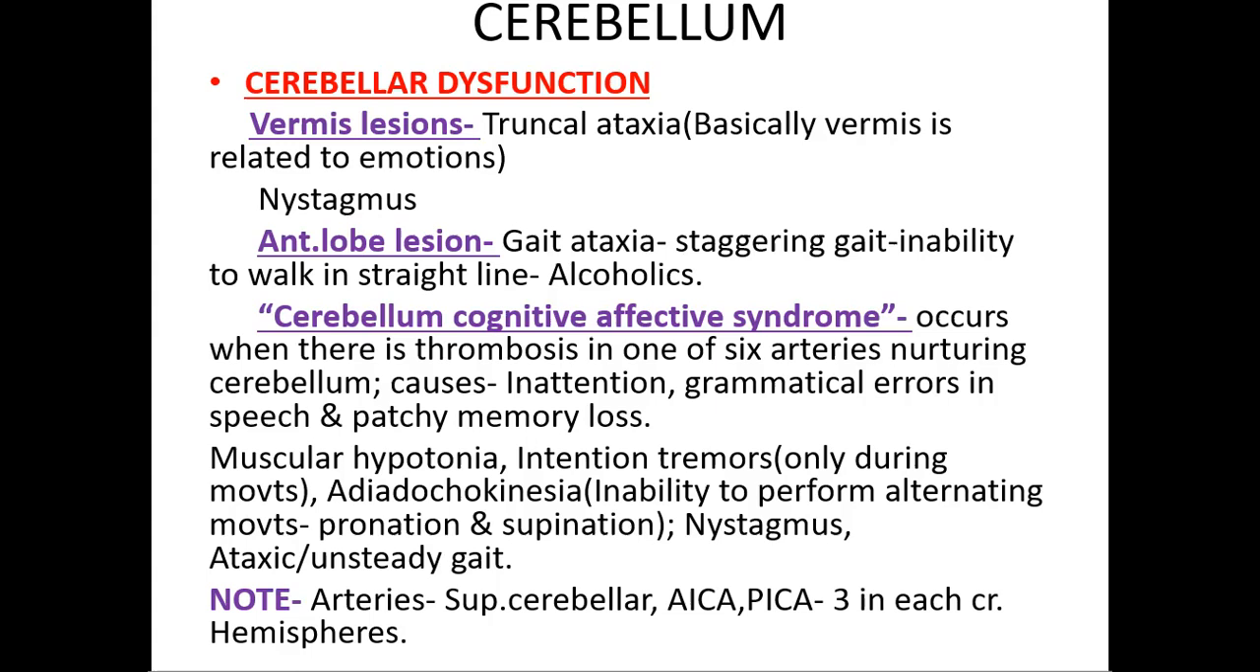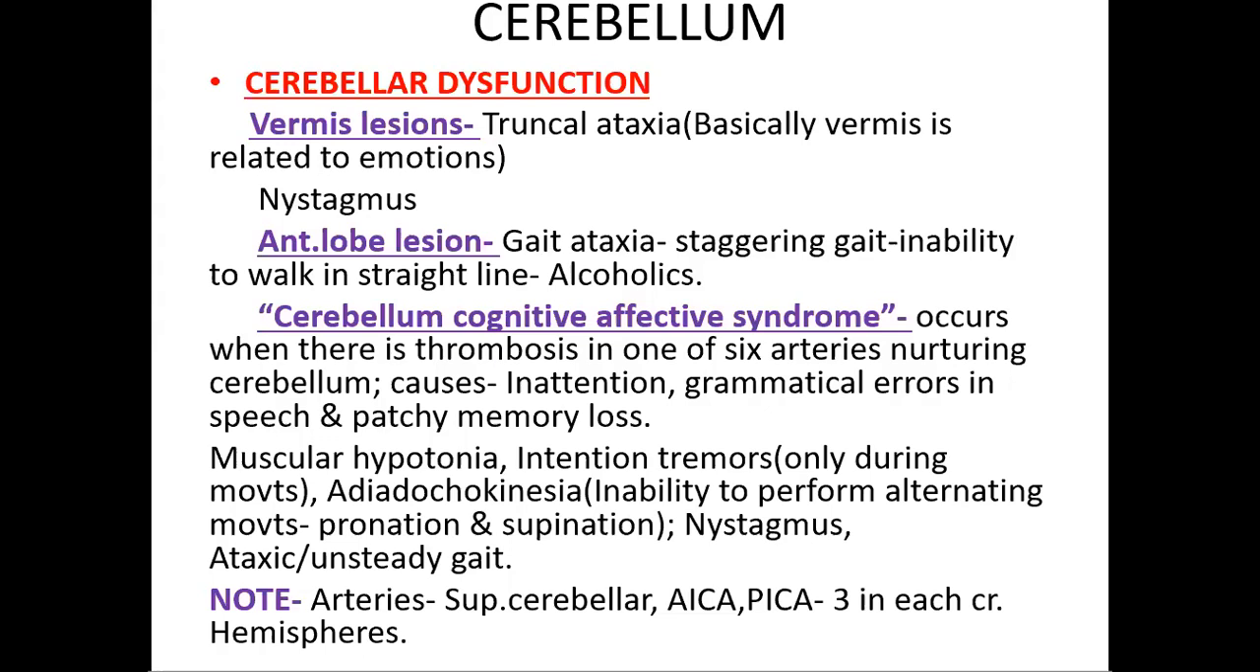Lobe-wise, we have three lobes: anterior lobe, posterior lobe, and the middle lobe. Fissures, we have three fissures: primary, horizontal, and posterior. If there are lesions in the vermis region, then there is truncal ataxia. Ataxia is when the gait of the person will be improper. Vermis, as I said, is also related to emotions. Other than that, there is also nystagmus under the heading of cerebellar dysfunction.